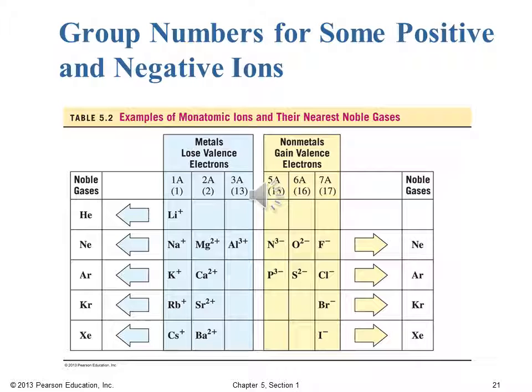For the non-metals, you'll take that group number. If you're using the A's, you'll subtract 8 from it. If you're using the higher numbering scheme, then you'll subtract 18 from it. But either way, you should arrive at those 3 minus, 2 minus, or 1 minus values for groups 5A, 6A, and 7A. All right, so hopefully you've been able to follow along with us.